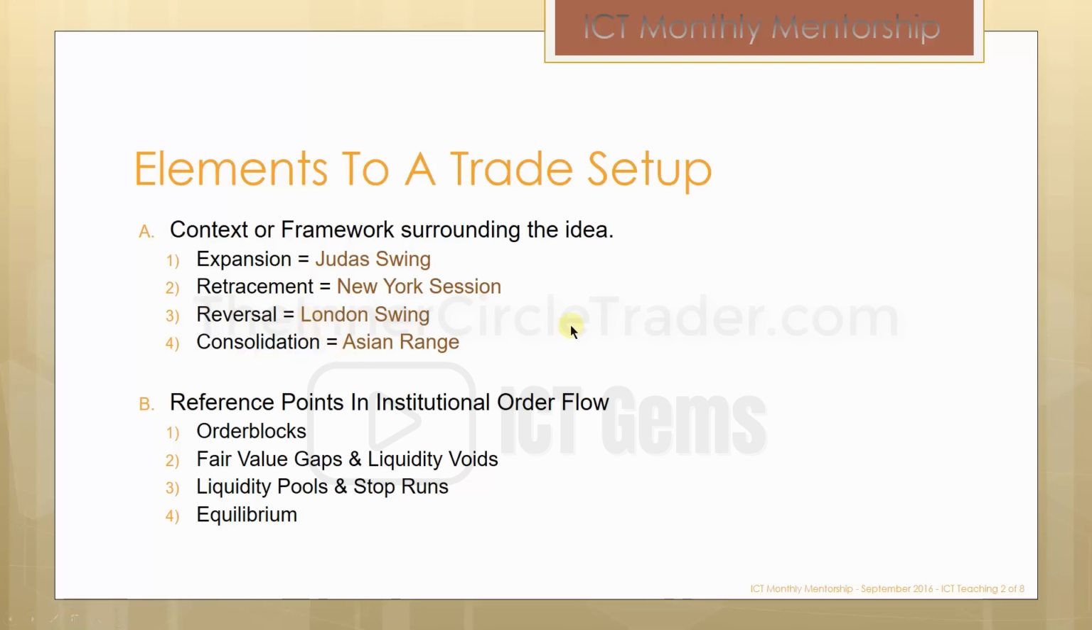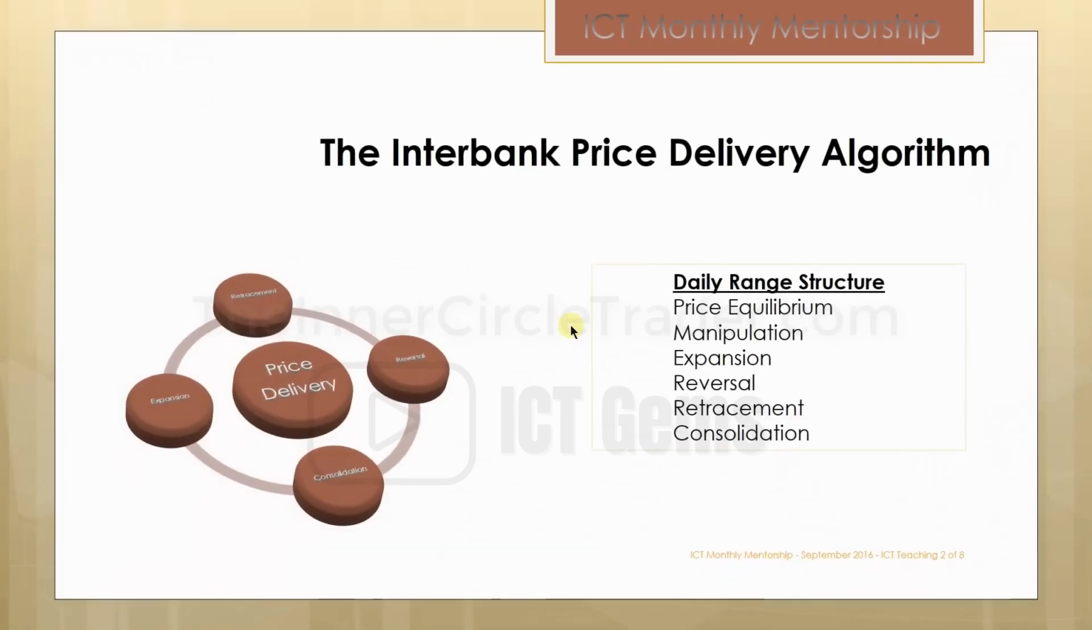So we have a way of looking at these things and applying these concepts to time of the day and repeating characteristics. Now let's get back to the interbank price delivery algorithm. The daily range structure can be broken down and simplified. It starts with a price equilibrium. That's the Asian range. Then there's a manipulation.